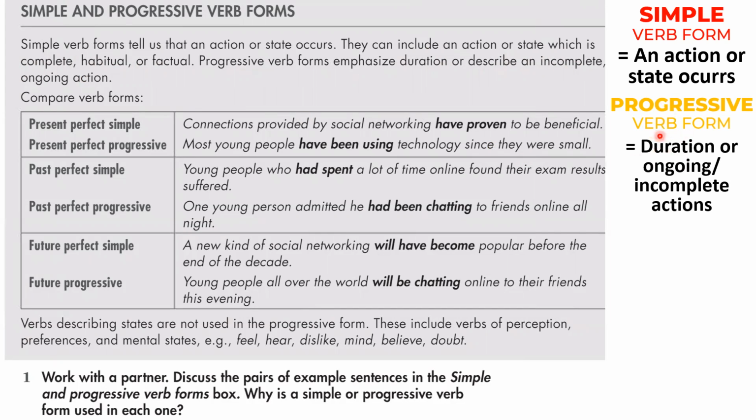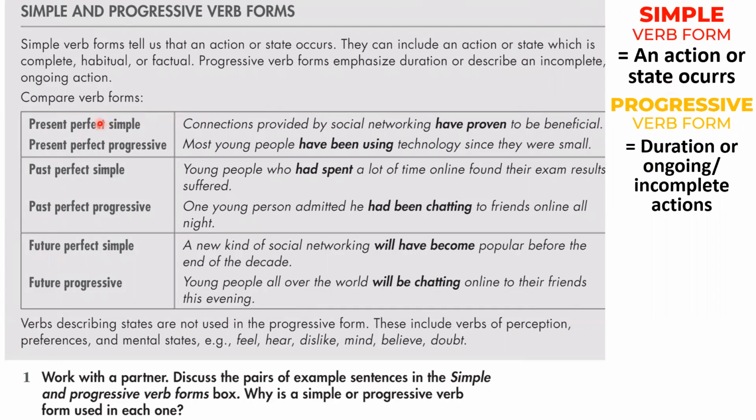Right? So in the progressive verb forms, we emphasize the duration of an action, or we're describing an action that is not complete or that is ongoing at this moment. For example, in my case, at this moment, I am recording this video. It is not complete, it is ongoing. Now, we can use the simple form and the progressive form for different tenses. For example, for present perfect, past perfect, and future perfect, we could use simple verb forms or progressive verb forms, and this changes.